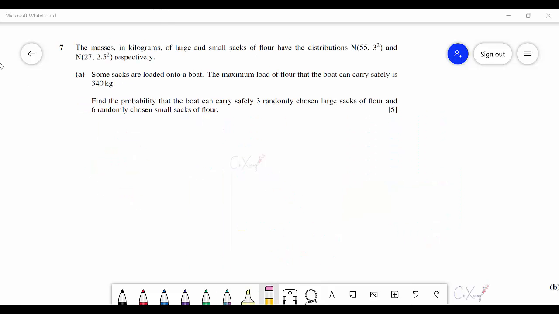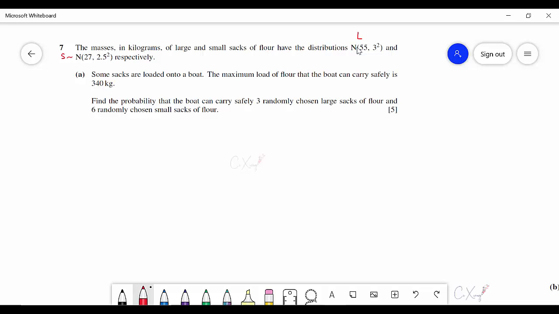Okay, so question number 7. They give you the masses in kilograms of large and small sacks of flour, and they are telling you that both of them have the normal distribution. So for the first one, I will write here: this one is L, the large sacks of flour. And the second one here will be S, the small one.